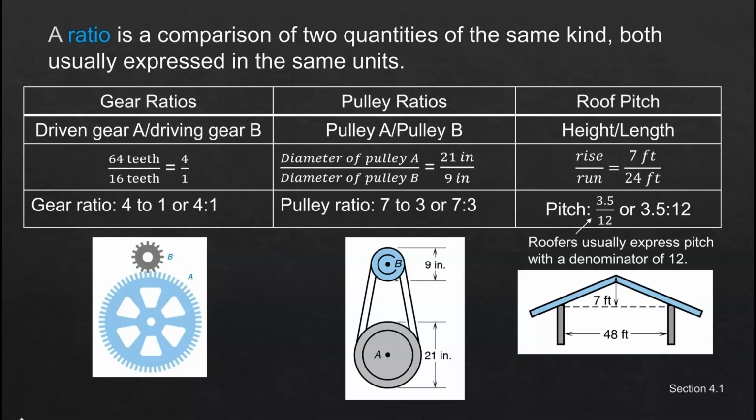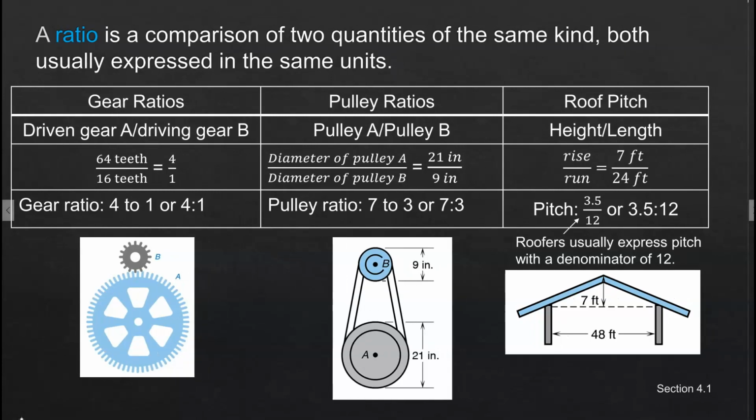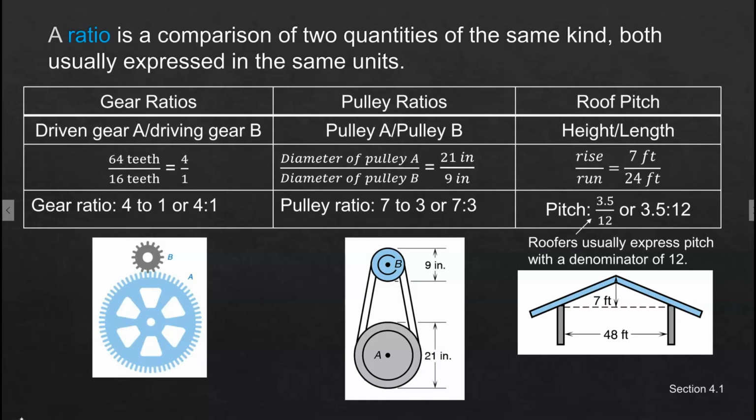So here's a few examples. Gear ratios, right? The driven gear A to the driving gear B. 64 teeth to 16 teeth, and then of course you would simplify that, and it is 4 to 1. Now we can write a gear ratio this way, or with the word to, or with a colon. All of those mean the same thing, that we're comparing 4 teeth on one gear to 1 tooth on the other gear.